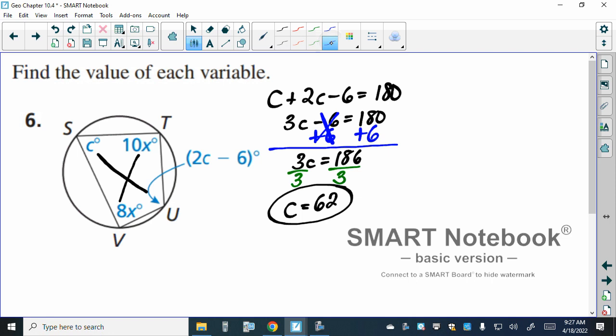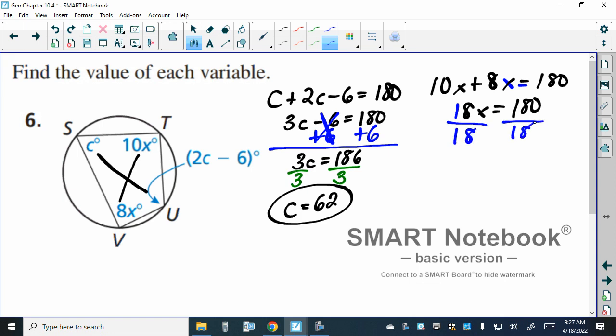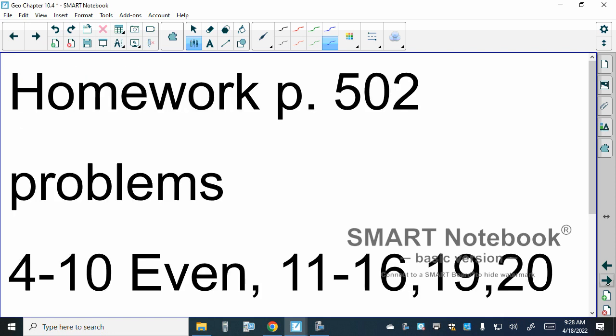How about with x? We'd have 10x plus 8x is equal to 180. Yes, because we can add those two together. 8 and 10 would be 18, and then divide both sides by 18. That's it. Any questions on any of this here? And that's it.